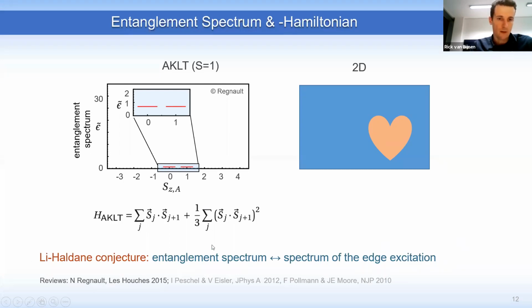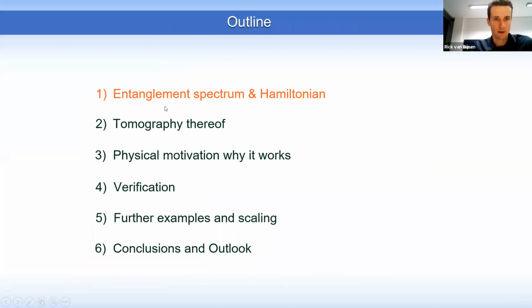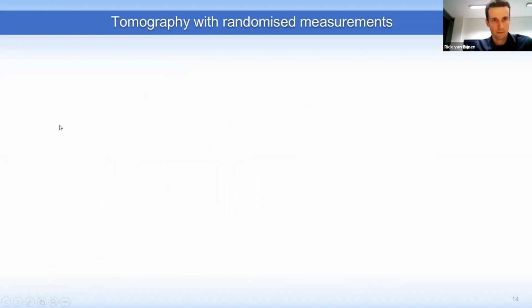And this is what got many people interested in the entanglement spectrum. Okay, so now our question is basically, can we measure this entanglement spectrum? So this brings me to the second part here, right? How can we do tomography of this entanglement spectrum and the entanglement Hamiltonian?